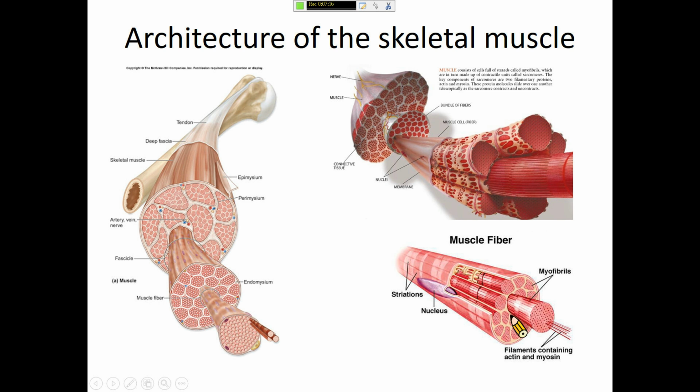Okay, but something can even get smaller, like this. These are called filaments. And there are two types of filaments. Okay. One type of filament is called actin. The other type is called myosin. Okay.